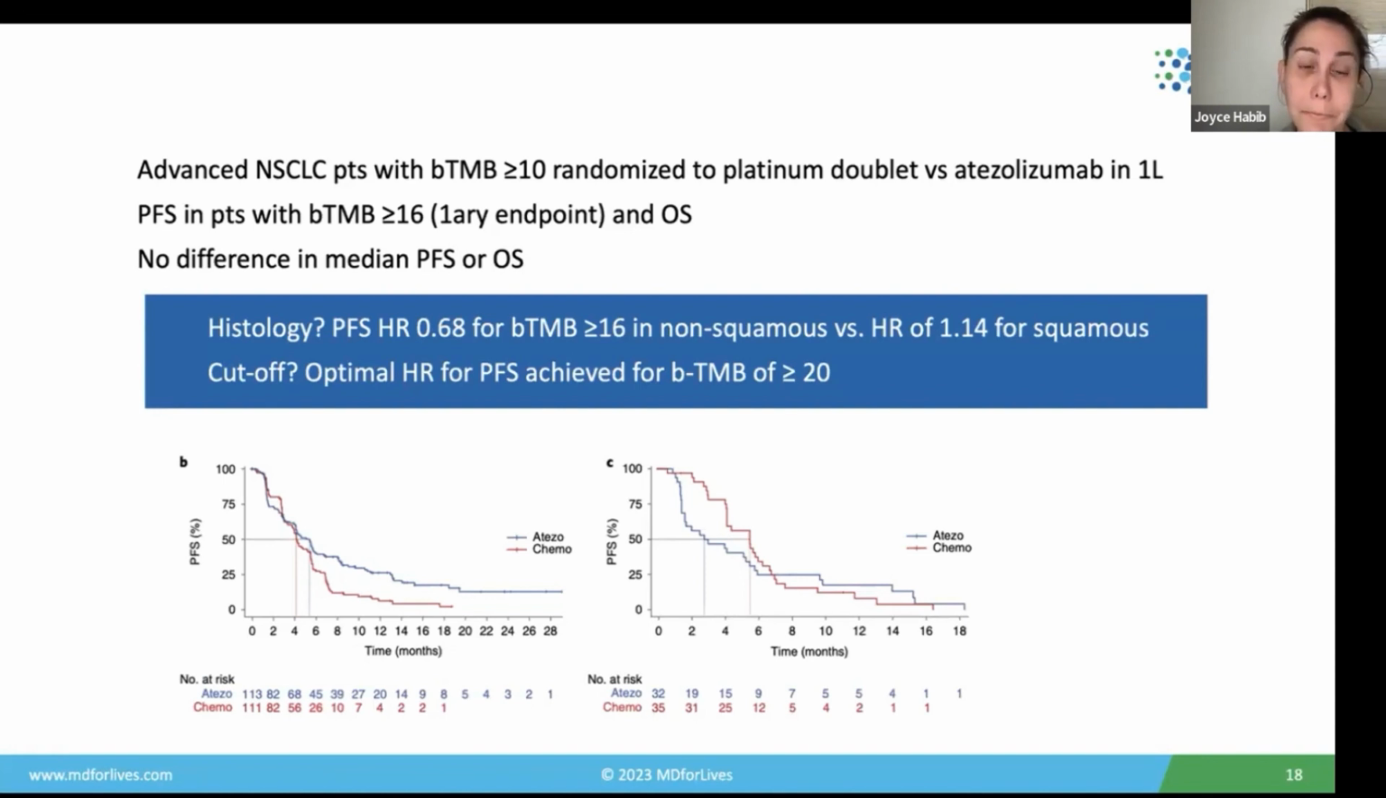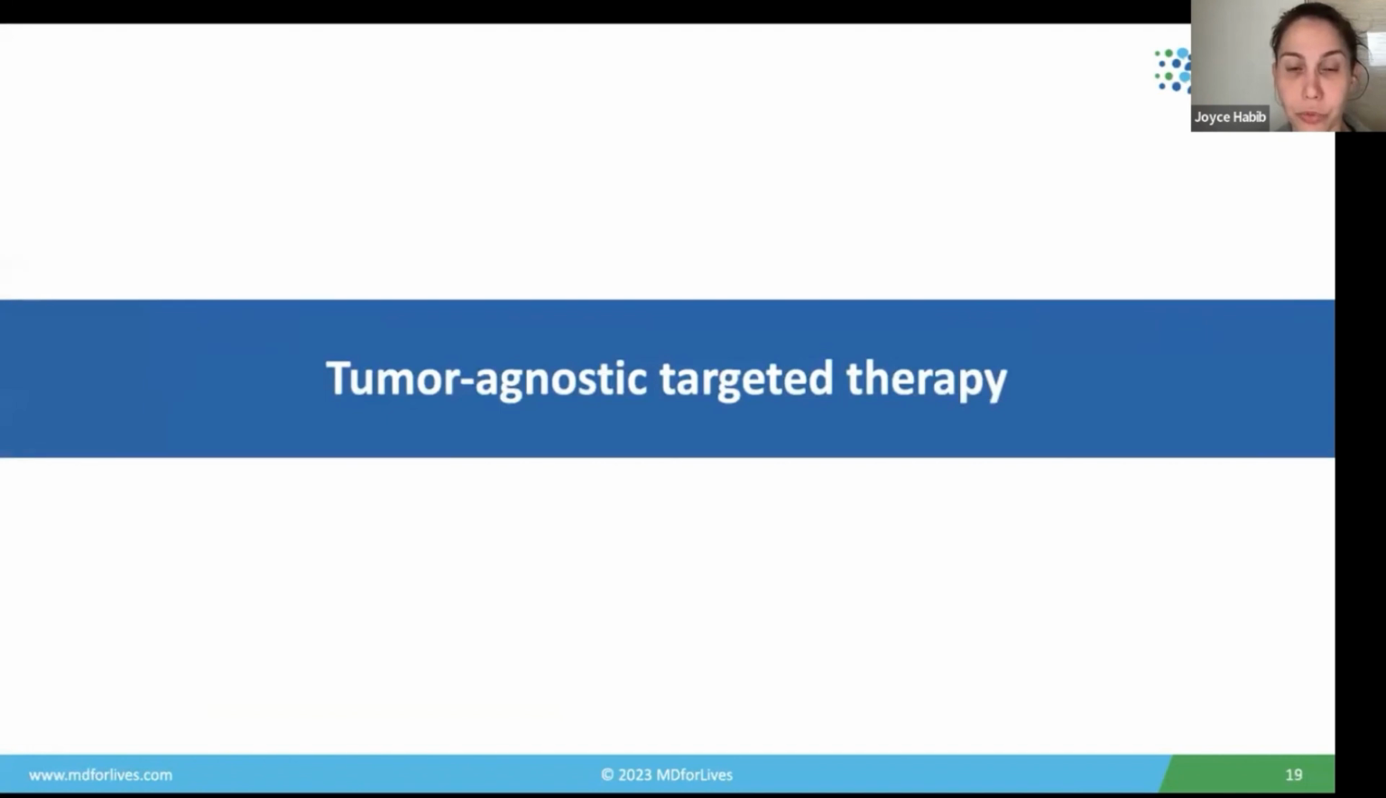So is it, again, the same issue as with tissue? Is it histology? Because they see an association with non-squamous, but not for squamous cell carcinoma of the lung. Or is it maybe the cutoff? Because when they revised the data and looked for the optimal cutoff, it seemed that blood tumor mutational burden of more than 20 had the strongest association, with a hazard ratio of 0.59 for PFS. So no better than tissue tumor mutational burden. I think in this area, we haven't really had a success when it comes to tumor agnostic approval.